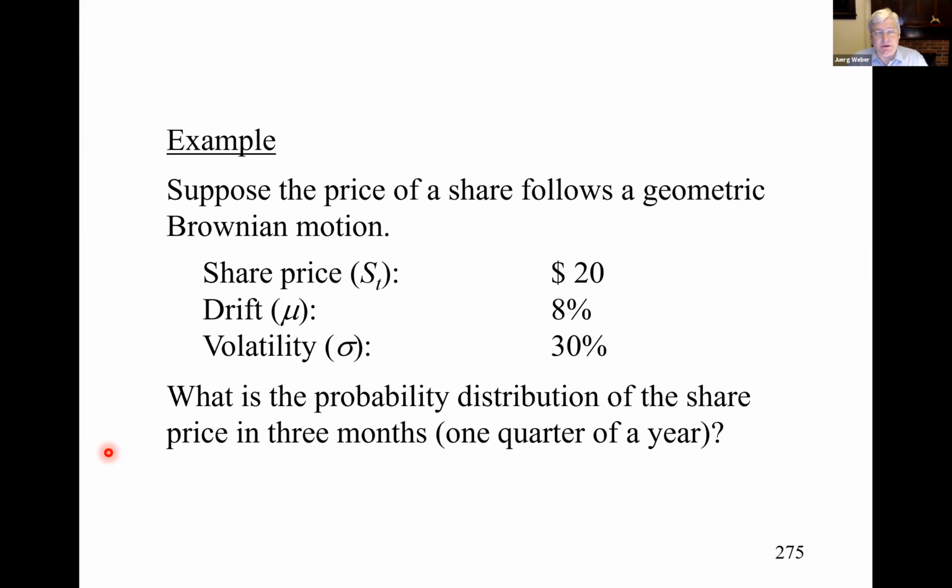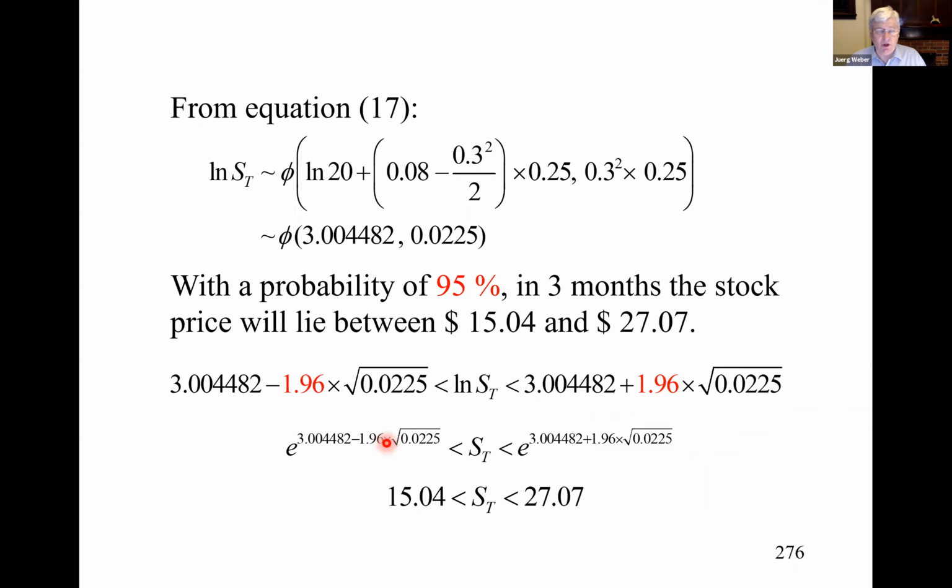Let's make an example. So let's have the share price today at time small t is $20. The annual drift is 8%. The volatility is 30%. Now, what is the probability distribution of the share price in 3 months? And I directly plug into equation 17.